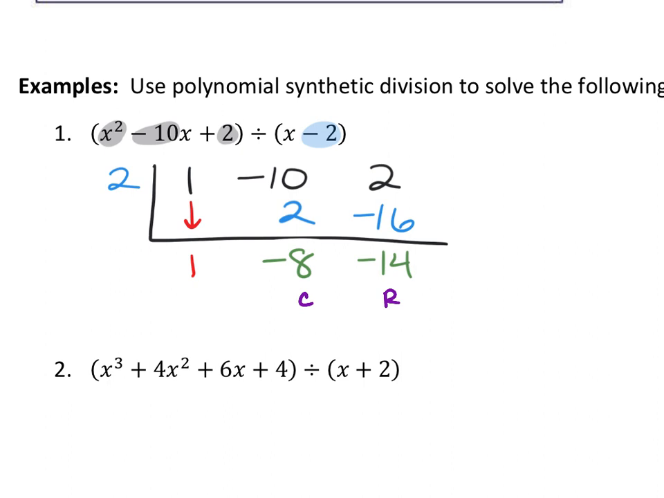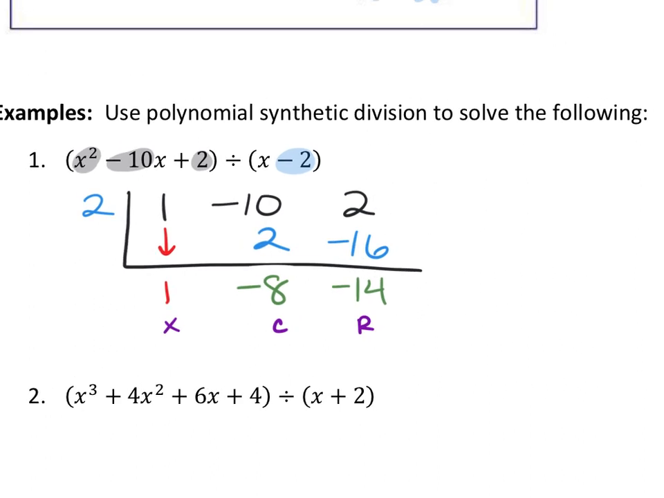Then what do I label the next thing? Just regular x. If there is anything else, the next thing would be x squared. The next thing would be x cubed. The next one would be x to the fourth. So it just gets bigger. Great. All we have to do to finish this problem out is attach the coefficients in red and green to the variables if necessary. Meaning, the answer to this is 1x minus 8 plus negative 14 over x minus 2.